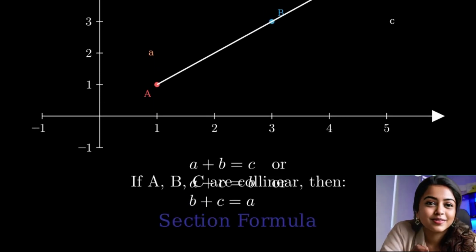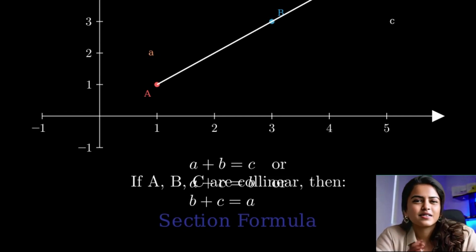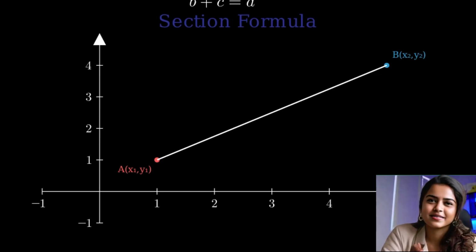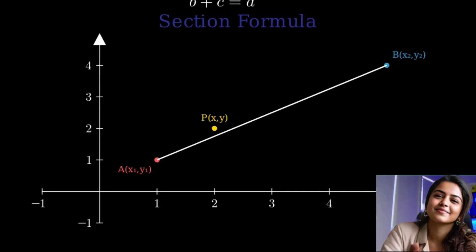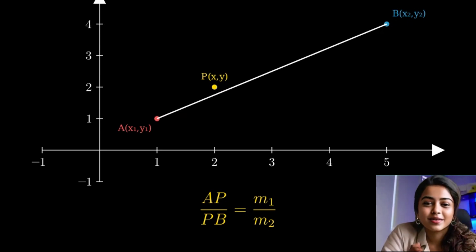Let's now move on to the section formula, which helps us find the coordinates of a point that divides a line segment in a given ratio. Consider a line joining 2 points A(x1, y1) and B(x2, y2). Let P(x, y) be a point on this line that divides the line segment AB in the ratio m1 to m2. This means that the ratio of AP to PB is m1 to m2.